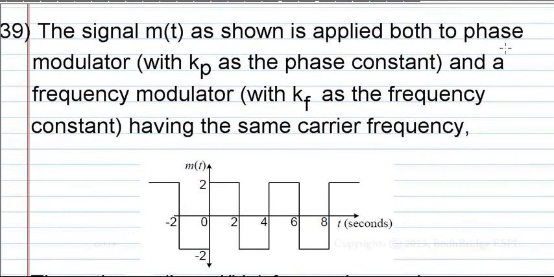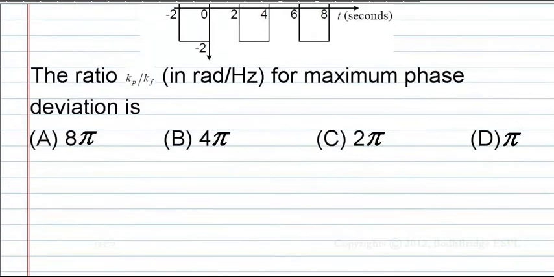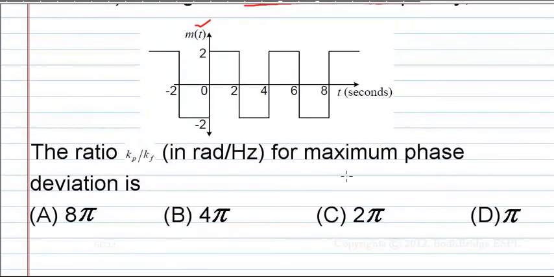Okay. Here, what has he given? M of t is given as shown here. And this m of t is applied to both a phase modulator and a frequency modulator. And the carrier frequency is the same. Now he is asking, if frequency modulation and phase modulation both have the same maximum phase deviation, then what is the Kp by Kf value.